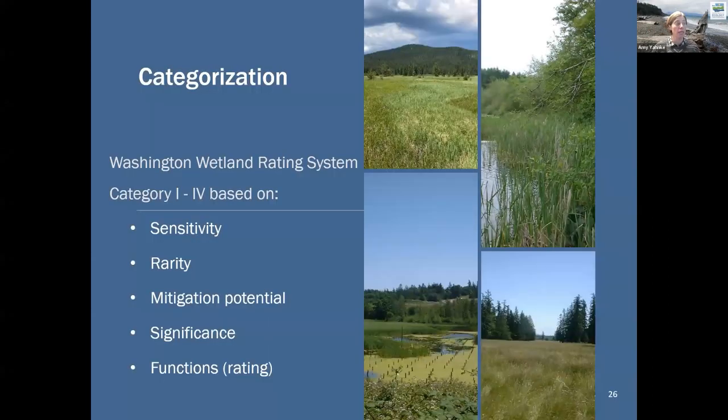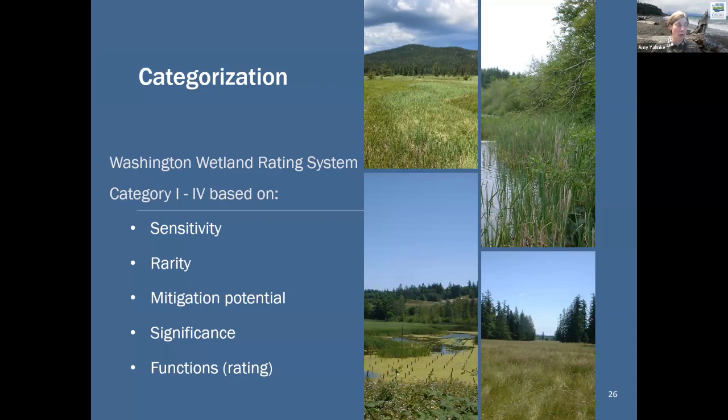The method results in a final category based on the score for functions or whether they have special characteristics. We categorize wetlands based on their sensitivity to disturbance, the rarity of the wetland type in a region, our ability to replace them through mitigation, whether they're wetlands of significance, for example, if they have rare plants or rare plant communities, and the functions provided by the wetland. That's the rating system that I just talked about.